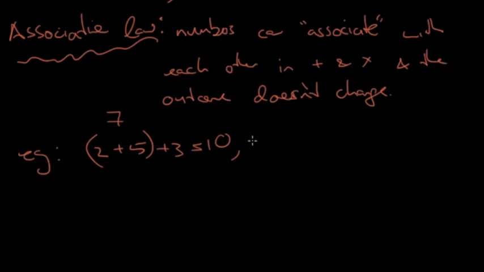But what about if we did it like this? We say, well, we're going to associate the 5 and the 3 together. We're going to make them be friends in the brackets there. Does that change the outcome? Well, we've got 8. 2 plus 8 is 10. So again, doesn't change. And we could do the same thing with multiplication.